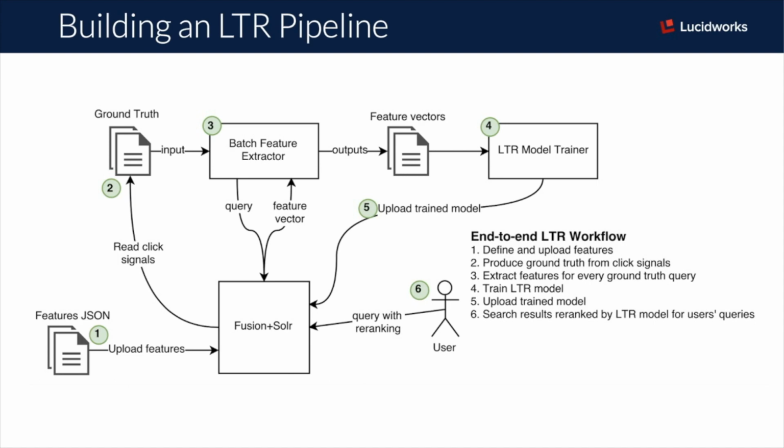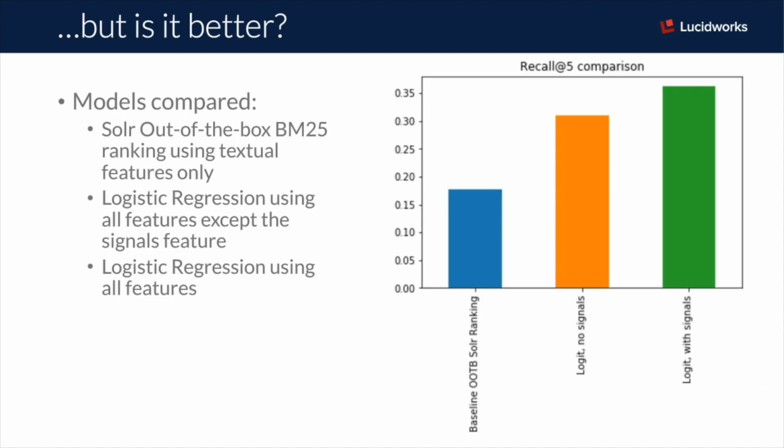If you grab the technical paper from our website, it will walk you through implementing this using the Best Buy dataset, which you can download from the Kaggle website. In the sample code provided, I run the full end-to-end LTR training pipeline to train a few different models, namely straight out of the box Solr on textual features only, a logistic regression model using all features except signal features, and a logistic regression model using all features including signal features.